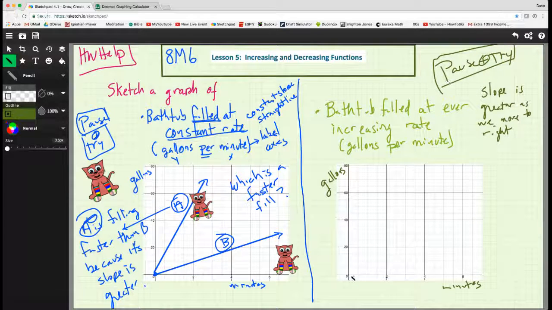Okay, I assume you're back now. So we're going to start here at 0, 0. And we're going to start with a slope that's not very big because we want to start it filling slowly. Now we're going to increase. So now we're going to make a steeper slope. Well, let's not do it that steep right here. Let's just make it a little bit steeper. And now let's make it really steep at the end.